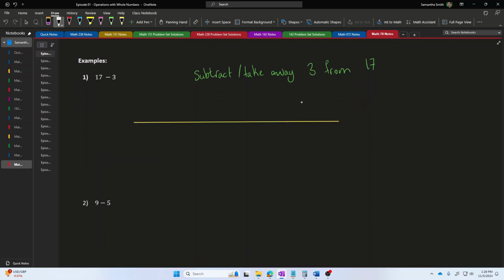I could start on the number line with 17 objects, and then I could move 3 units to the left to take away 3 objects from that pile of 17. So I take away one object, and now I'm down to 16. I take away another object, and now I'm down to 15. I take away the third object, and now I'm down to 14. So 17 minus 3 gives me a result of 14 units.